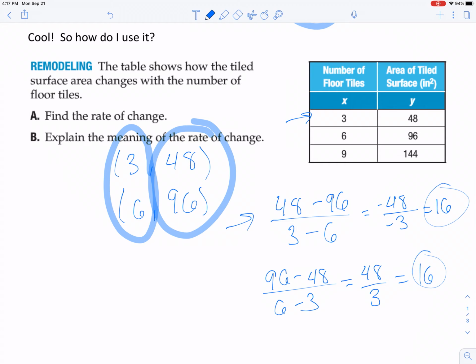All right, so what does this mean? If I was to kind of do my labels here, I notice that y is the area. So my top label would have been area this whole time. And my bottom label would have been number of floor tiles. So when I divide this down, my label would actually be the area per floor tile, because it's area on top and the number of floor tiles on bottom. So area per floor tile.